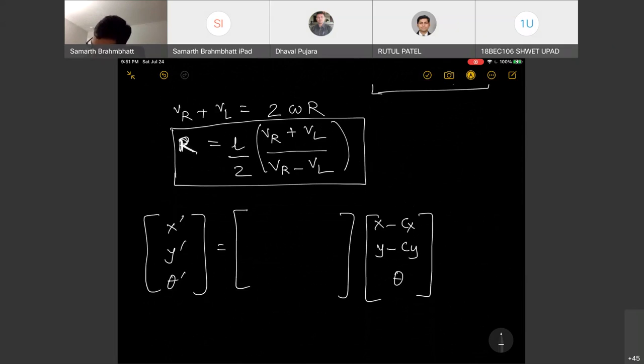So that becomes cos of omega times delta t, minus sine of that same thing, sine of that same thing, and cos of that same thing. And 0, 0 here, because our x dash and y dash don't directly depend on theta. I mean, they depend on theta through this omega, but we have already considered that. And then here, my theta dash does not depend on the position, so it's going to be 0, 0, and 1 here.